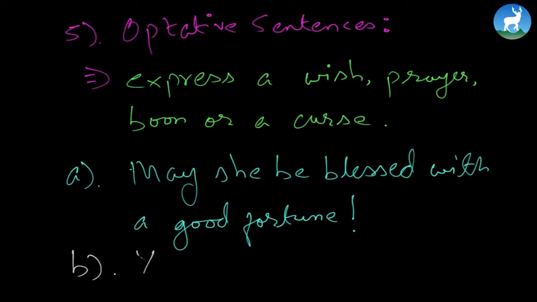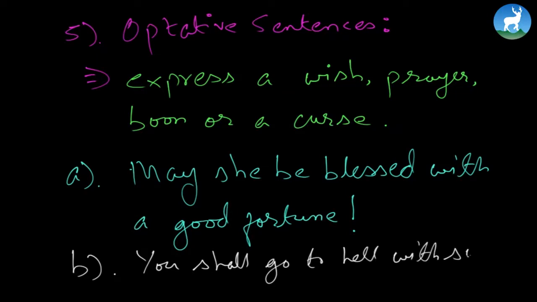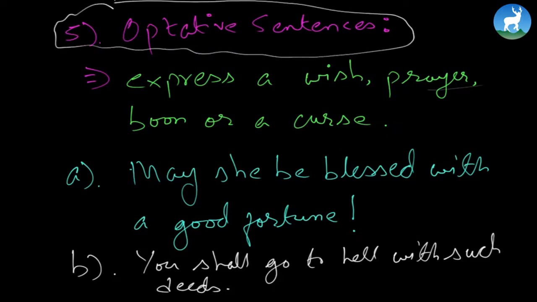Number B, you shall go to hell with such deeds. Now again, look at the nature of the sentence. This deals with a curse. You shall go to hell with such deeds. So every time sentences express a wish, prayer, boon, or curse, we consider them optative sentences.